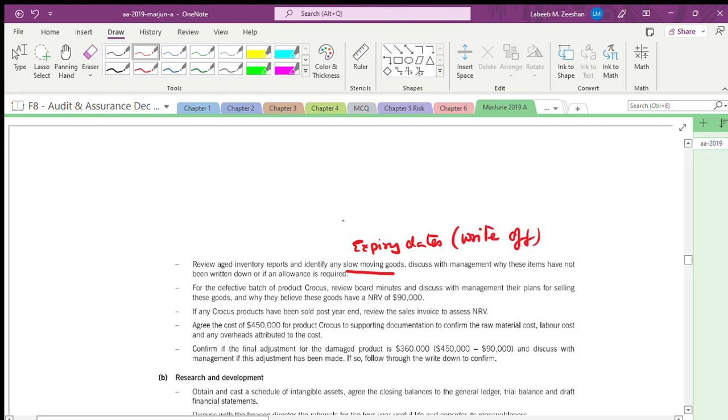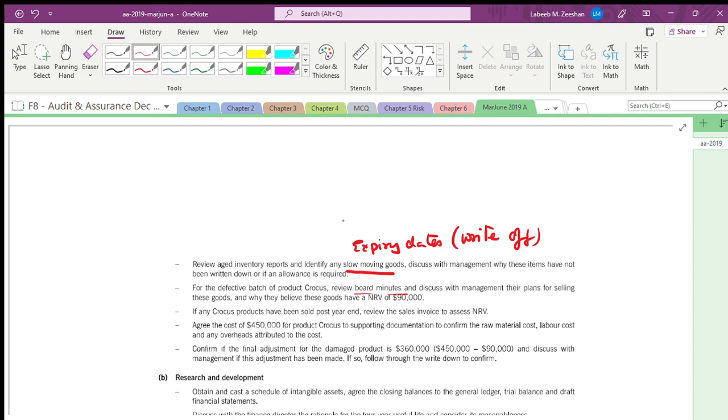Then you have to ask the management what is the criteria, what is the policy of writing off, for any defective items. We cannot throw off the defective items, whether work in progress or finished goods. Definitely they are talking in terms of quality and quality factors also. If there are any defective items, we have to review the board meetings and how they have to sell it off.